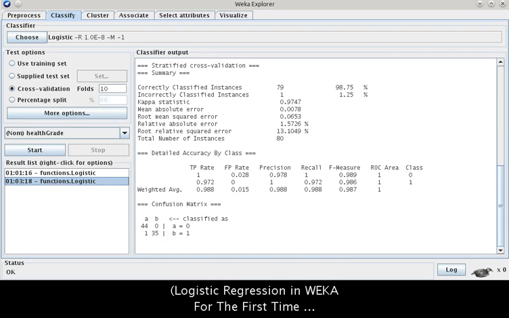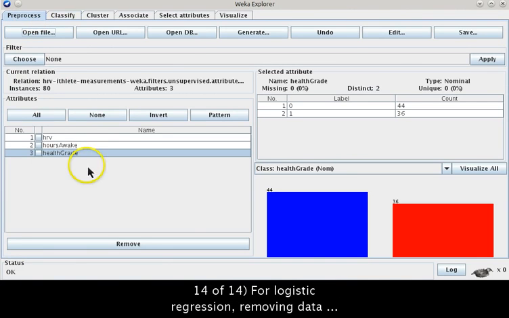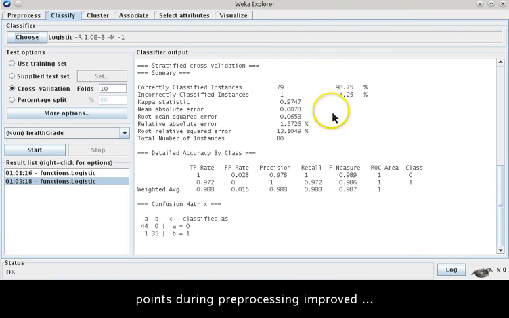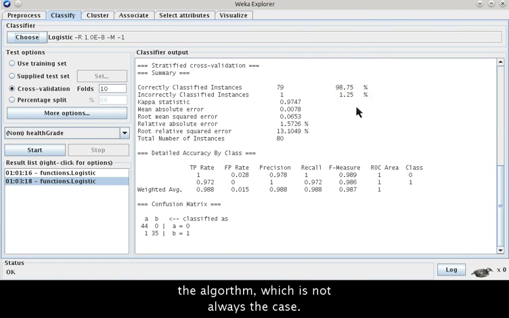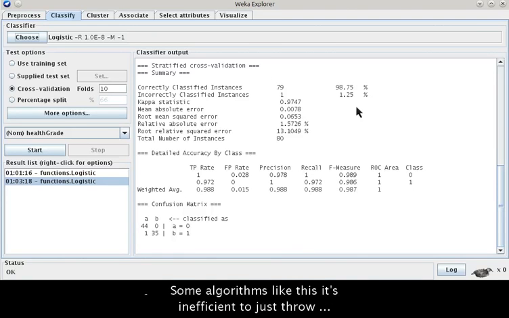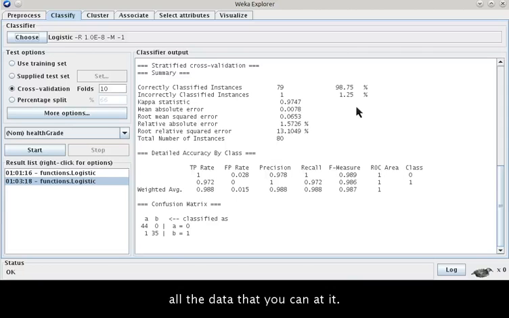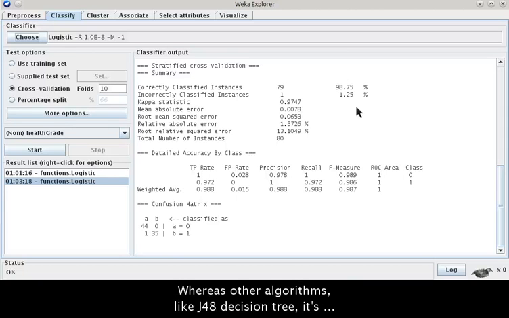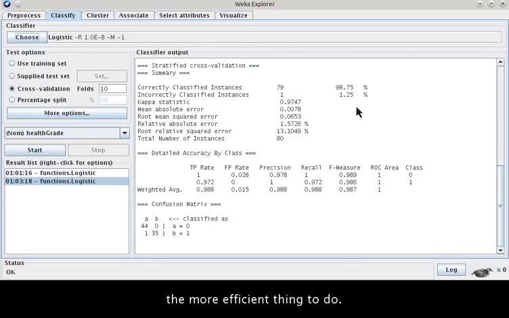For this logistic regression algorithm, removing data points during pre-processing improved the algorithm, which is not always the case. And this was another one of those first time seeing it in Weka lessons. Some algorithms like this, it's inefficient to just throw all the data that you can at it. Whereas other algorithms, like J48 decision tree, it's the more efficient thing to do.